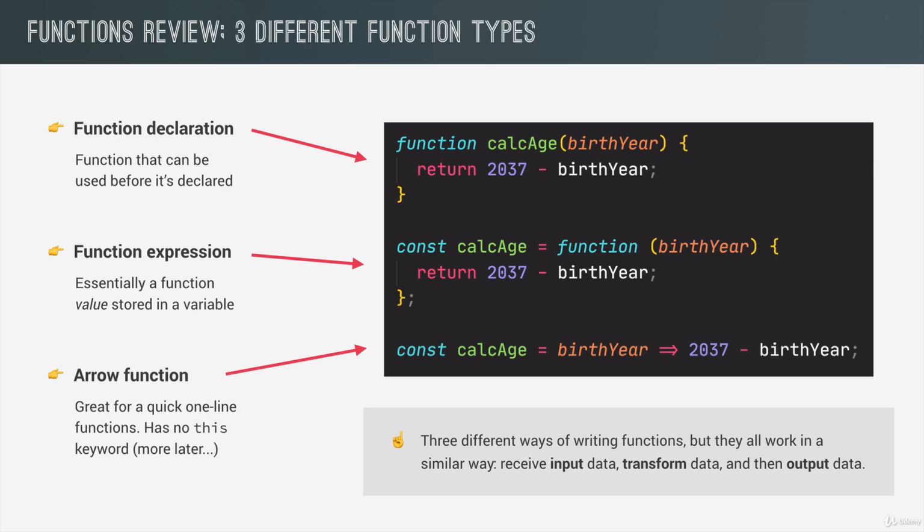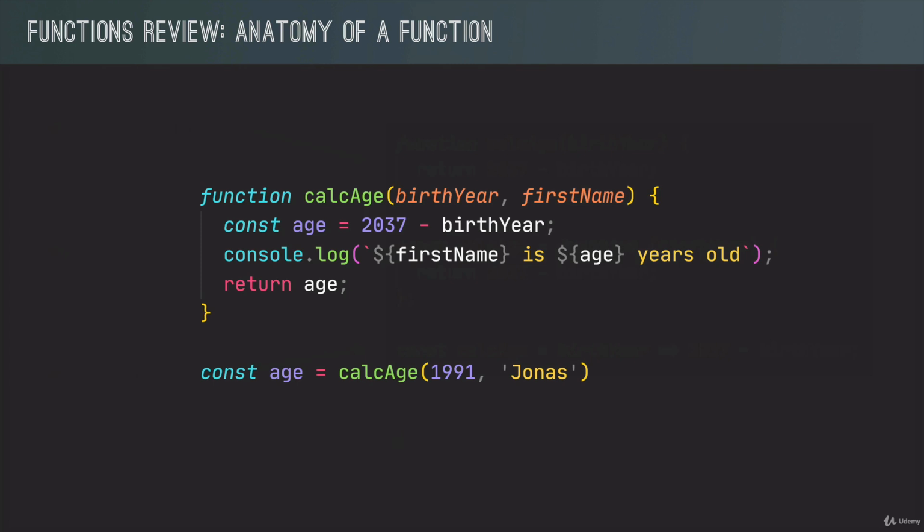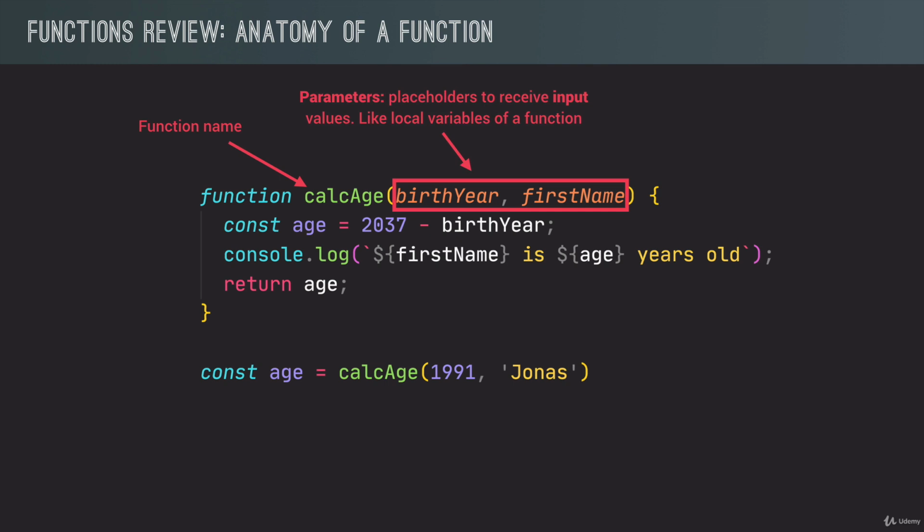And now let's zoom in a little bit further and take a close look at the structure of a common function, let's say. And this one here is a function statement, but it works the exact same way for all other types of functions again. So first, usually a function needs a function name. So calc age in this example. Then a function also has parameters. And these parameters are essentially placeholders that receive input values. So as I said before, these are a little bit like local variables of a function. So variables that are defined only inside of this very function.